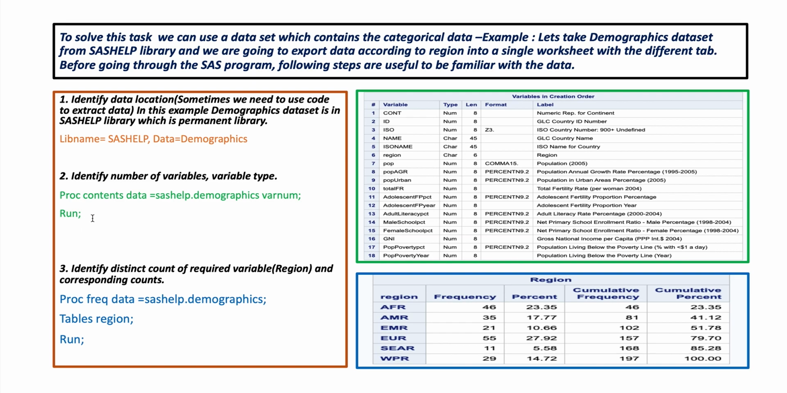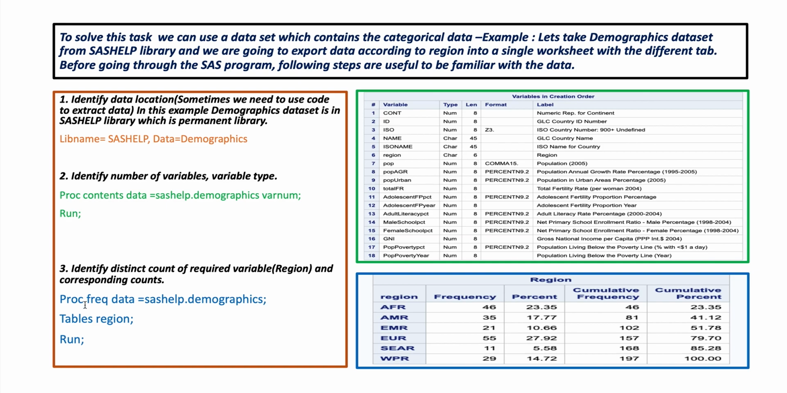When we run this first set of code, the PROC CONTENTS code, it will display the result as shown on the right side, first table. It has 18 variables and we are concerned with the variable region, where region is a character variable and its length is 6.